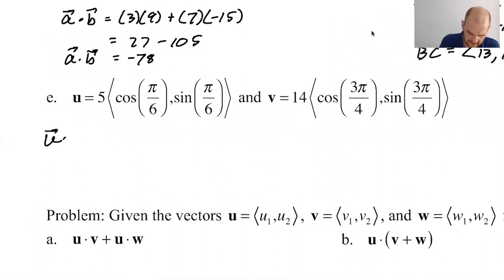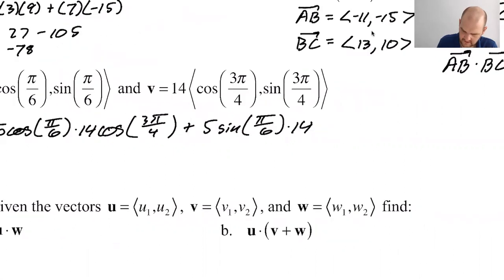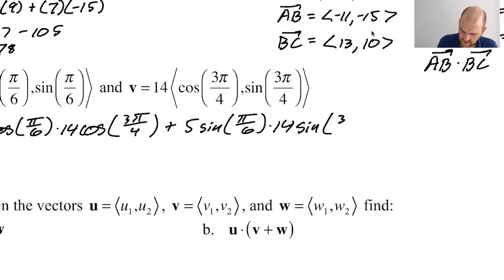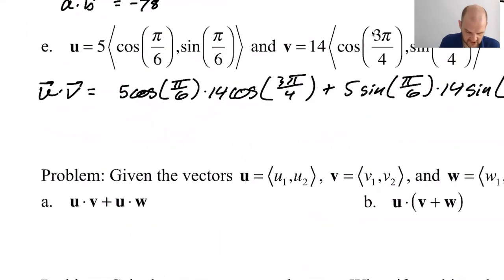So u dot v is going to be 5 cosine pi over 6 times 14 cosine of 3 pi over 4, plus 5 sine of pi over 6 times 14 sine of 3 pi over 4. This isn't looking great, except it kind of is. Both of these terms have 5 times 14 in them, so I'm just going to take that out. 5 times 14 is 70.